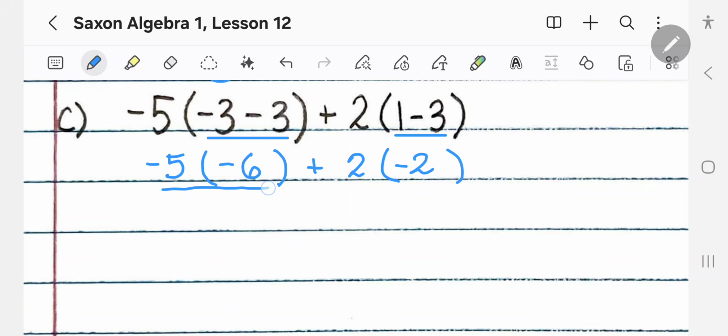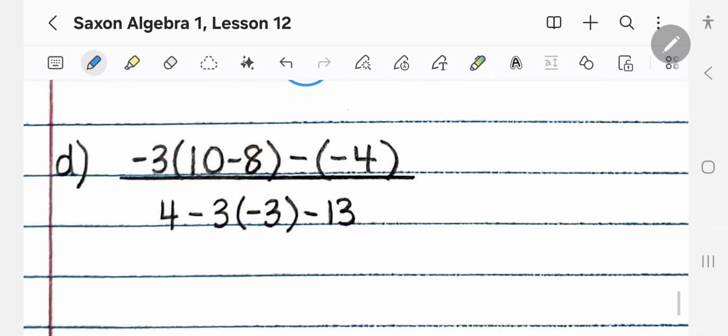Now we'll do our multiplications. Here's 1 and here's 1. -5 times -6 is +30 plus 2 times -2 is -4. Now we have 30 plus a -4. So that means you would subtract them and get 26 and take the sign of the one with the largest absolute value, so it's positive.